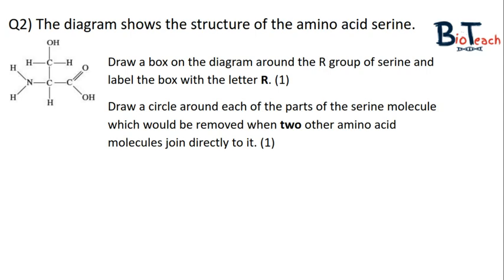With the second part of the question, it says 2 amino acids would join, so we need to put circles around the H and the OH of this particular serine molecule. The red box and the circle show you the correct answers for these 2 marks.